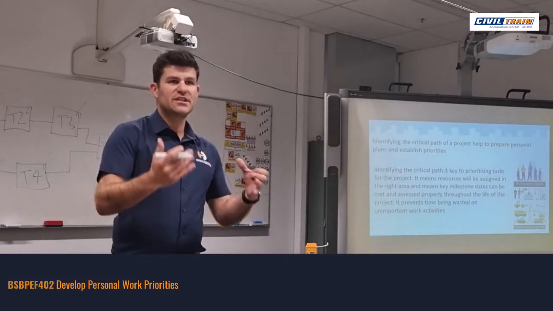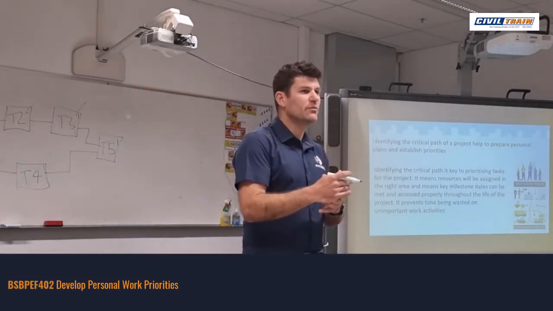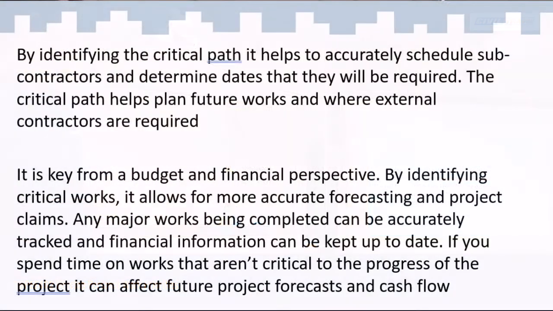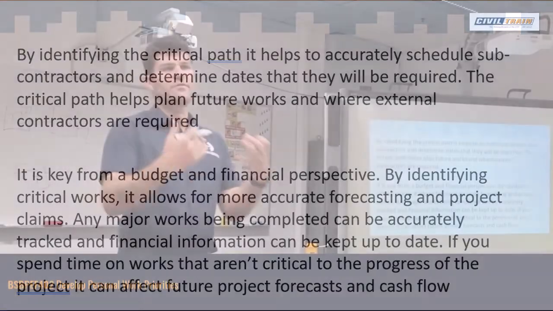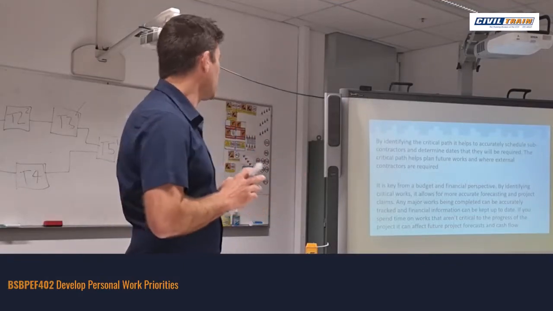It's always good to have contingencies, but if we did all those activities first, then obviously we're detracting from completing our main objective. So by identifying the critical path, it helps accurately schedule subcontractors and determine dates that will be required. The critical path helps plan future works and where external contractors are required. So again, all we're saying is we just don't want to affect the critical path because that's going to make sure that the project is finished on time.